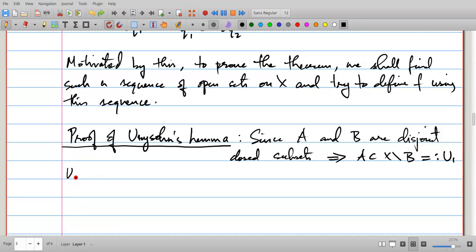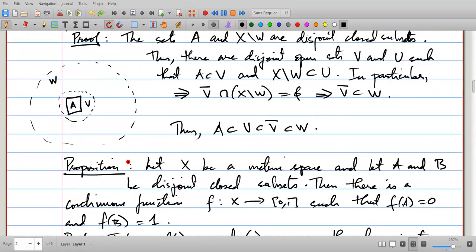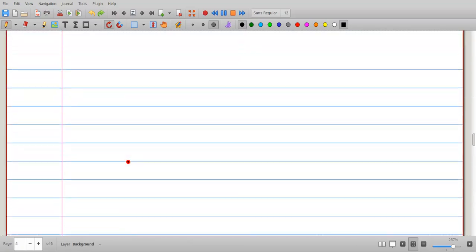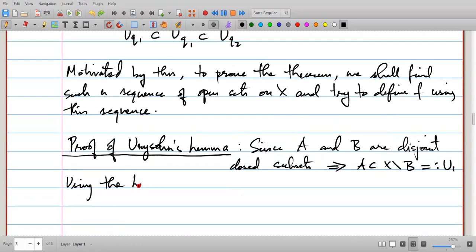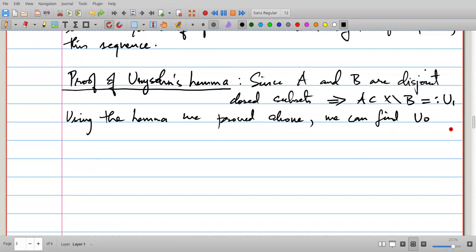So using the lemma we proved above, we can find an open set U naught such that A is contained in U naught, is contained in U naught closure, is contained in U1.